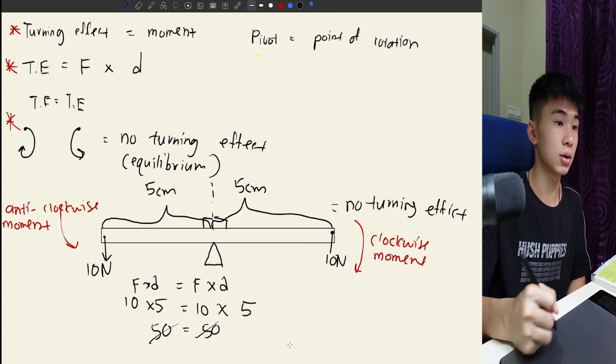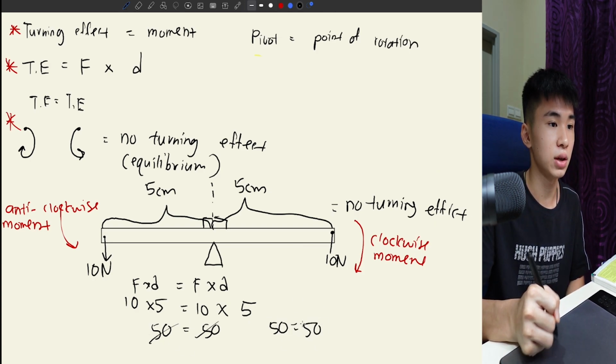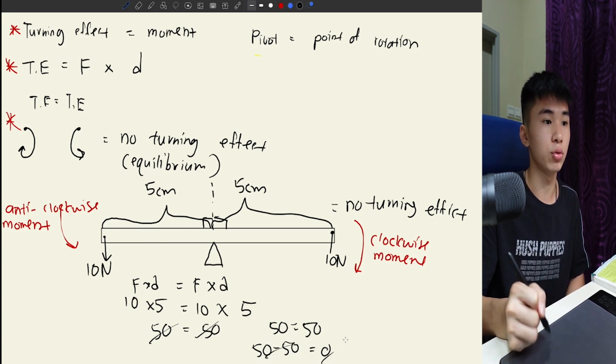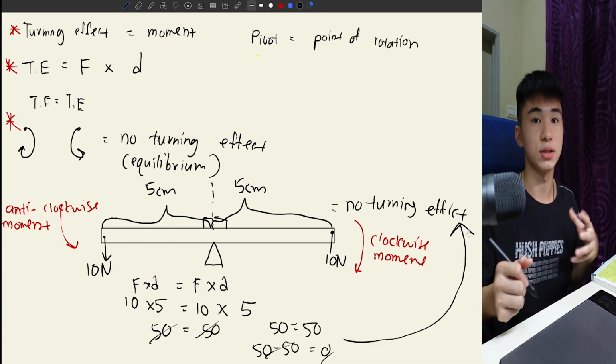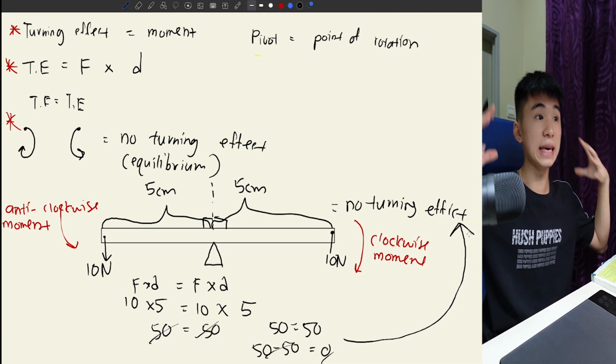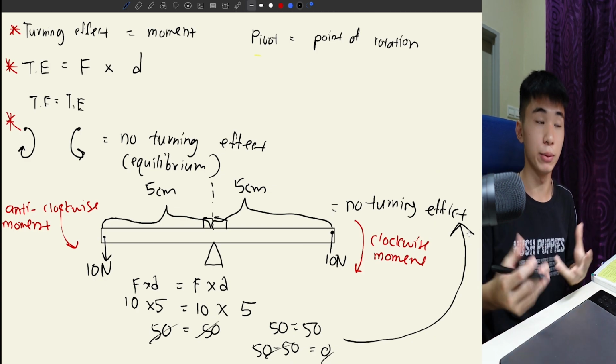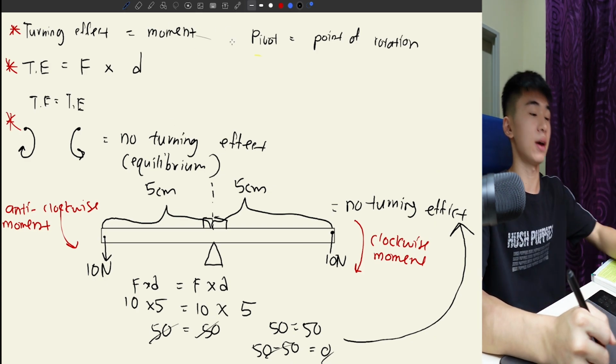You can see here, because 50 equals 50, if I move it over, 50 minus 50 equals 0. And it's true, no turning effect. So there is no turning effect, which means it has reached its equilibrium. Okay, no turning effect.